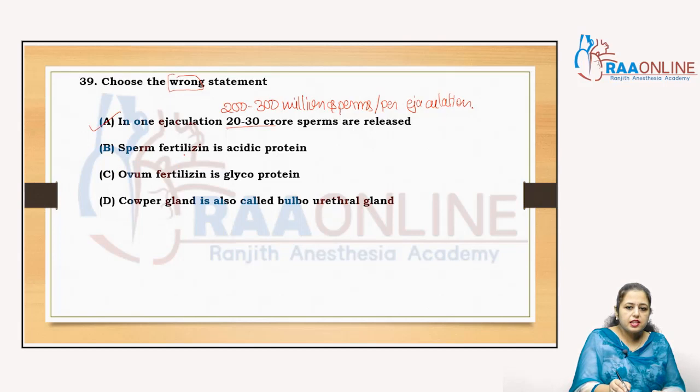Sperm fertilizing is acidic in protein. Sperm carry the anti-fertilizing, not the fertilizing, right? So that statement is wrong. Fertilizing is carried by the ovum. So that statement is correct.